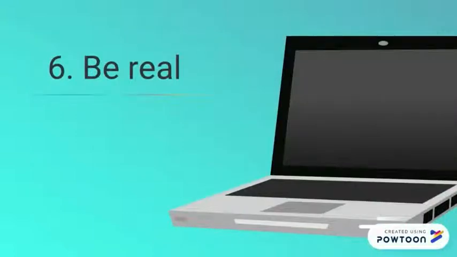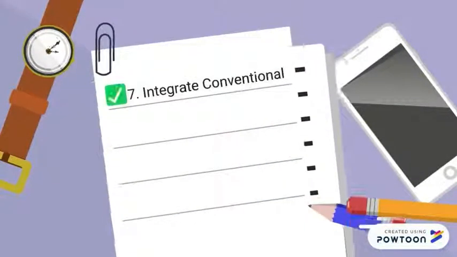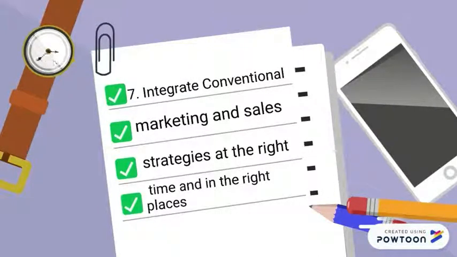Be real. In contrast, if a company is serving its stakeholders poorly with shoddy products, bad customer service, or unethical behavior, any attempt to improve its reputation by adopting social media without fixing the underlying problems is likely to fail as soon as audiences see through the superficial attempt to be social. Integrate conventional marketing and sales strategies at the right time and in the right places. AIDA and similar approaches are still valid for specific communication tasks, such as conventional advertising and the product promotion pages on your website.